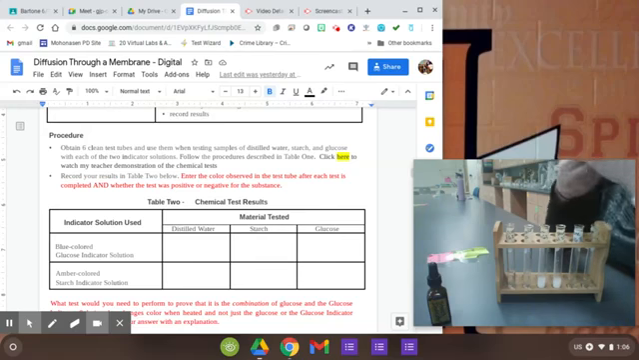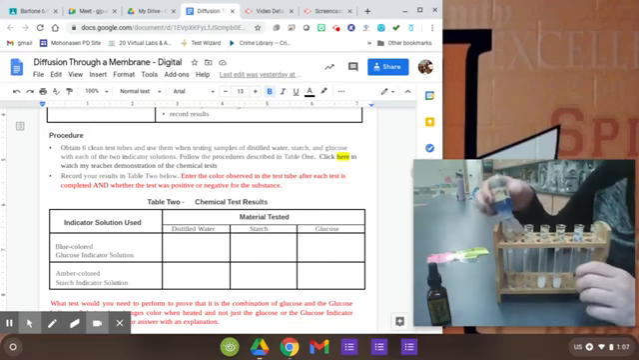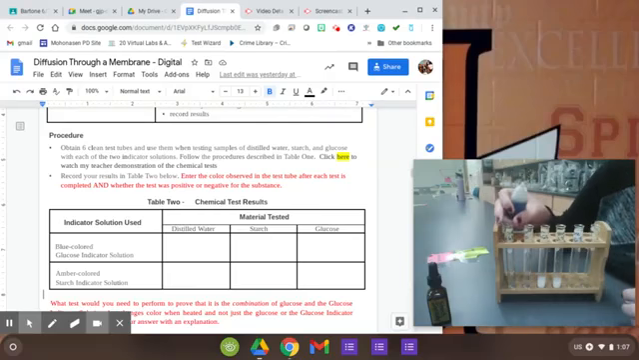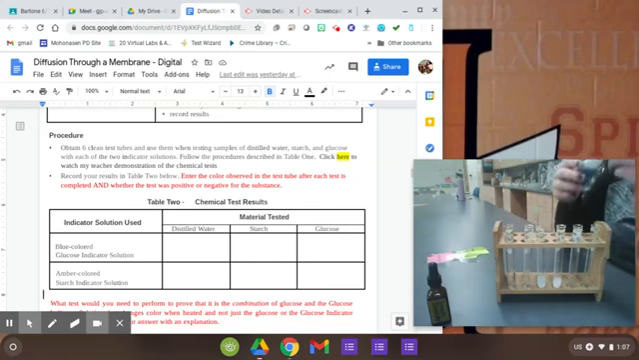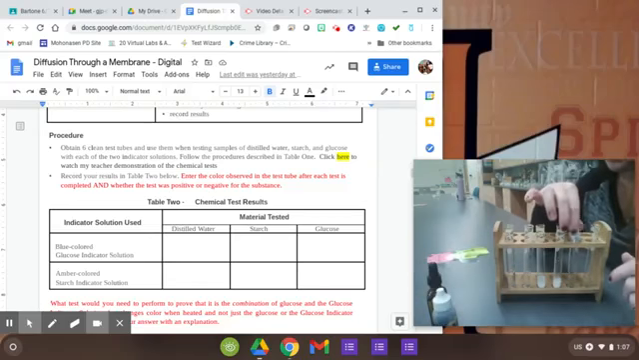The first one here is glucose indicator. I'm going to do all the glucose ones first because glucose is a little bit unique in that it needs to be heated in order for it to work. I'm going to put a couple of drops of glucose indicator into the distilled water, a couple drops into the starch, and a couple drops into the glucose. We're testing for the presence of glucose, so only one of these should react, and it should be the glucose one.